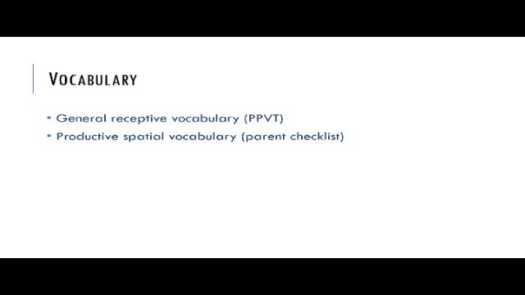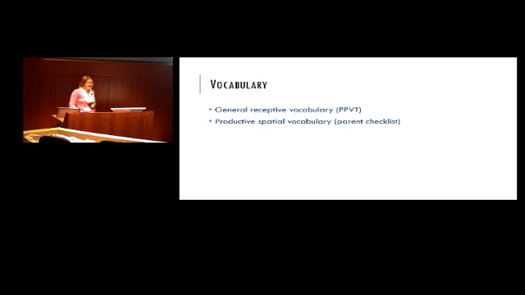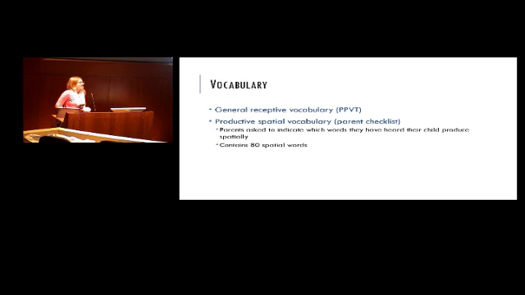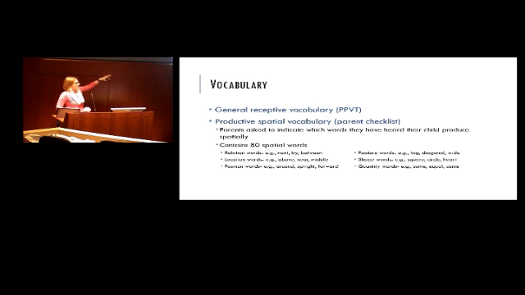the experimenter provides the word and they're asked to choose the one that matches. And we also developed a parent checklist that looks specifically at spatial vocabulary. Parents were asked to indicate which words they have heard their child produce in a spatial way. And this contained 80 spatial words, every spatial word we could think of, that we categorized in different ways according to what kinds of features they referred to.